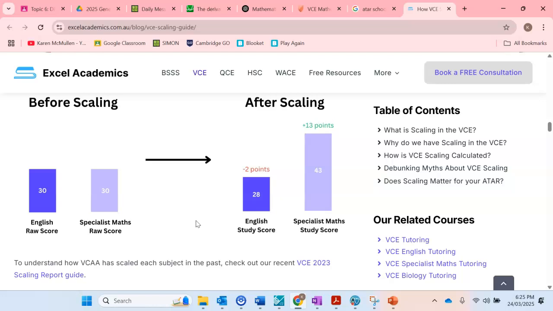So I don't know which year this one was done in, but each year it's different. It's not majorly different, but it does depend on the cohort for that year. So English, if you got a 30, went down 2 points to 28. So it didn't change too dramatically, but if you did specialist maths and you got a 30, it went up to 43 because it's a lot harder subject.